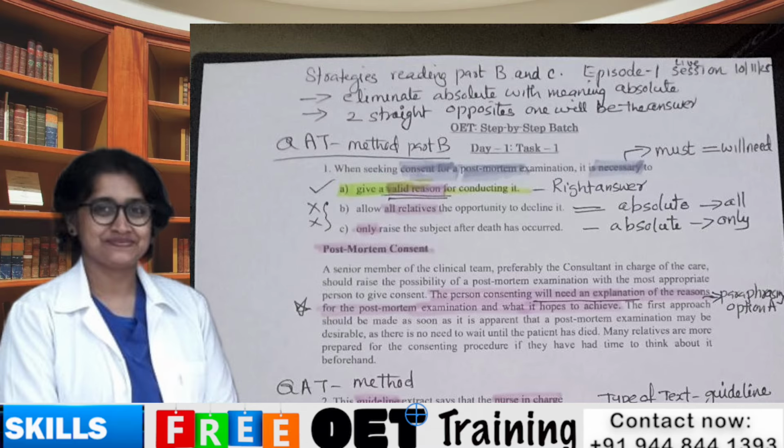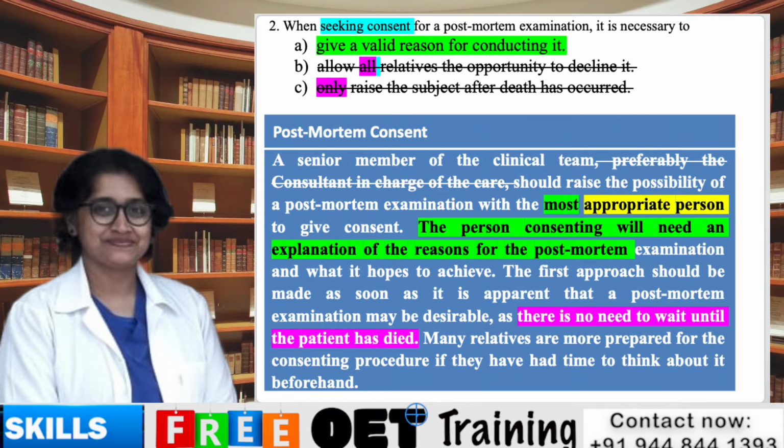Then how I have eliminated options B and C. For option B, the strategy used is elimination of absolutes, one of the strategies we have learned from Father Salim's class, where the meaning also should be an absolute. So here, allow all relatives: all is an absolute, because it is not possible to allow all relatives the opportunity to decline the post-mortem consent.